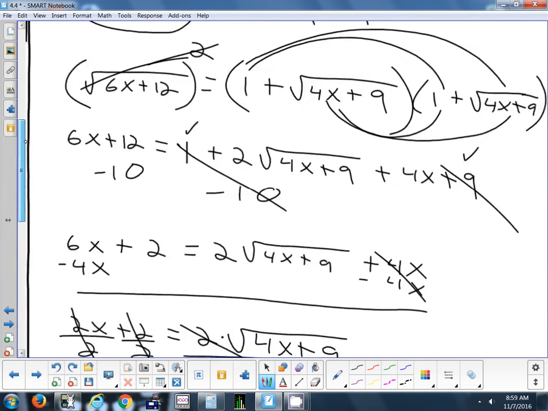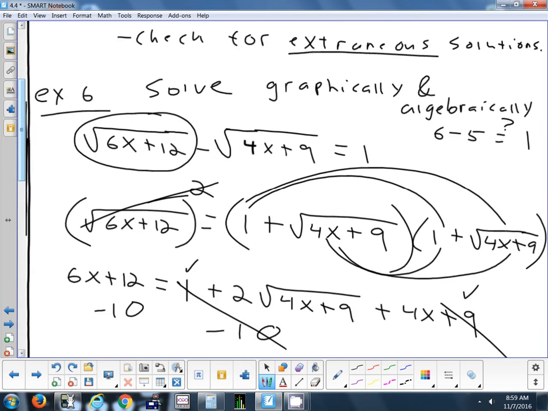Let's check negative 2. What's 6 times negative 2? Let's check it up here. 6 times negative 2. Plus 12? What's the square root of 0? 0. Minus 4 times negative 2 plus 9. What's the square root of 1? 1. All right, so neither one of those causes me to take the square root of a negative. 0 minus 1. But does it check?